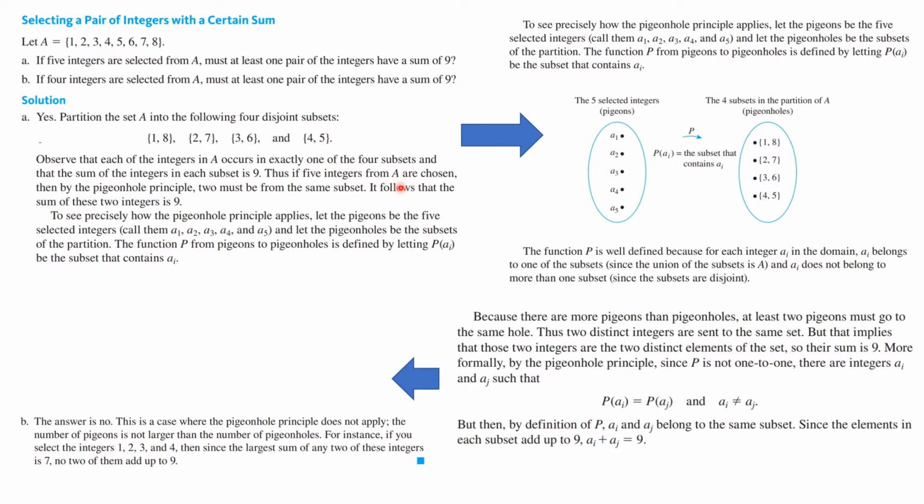Thus, if 5 integers from A are chosen, so we're picking 5 here, but there are 4 pigeonholes. So 2 must be from the same subset, and it follows that the sum of them is 9. And here are the 5 numbers that we're picking, and we map them into there, and you can see that there are 5 of these and 4 of those, so that makes sense.